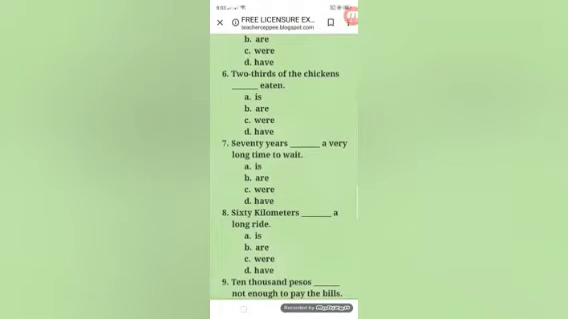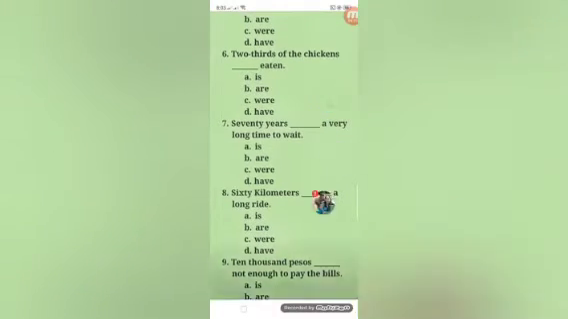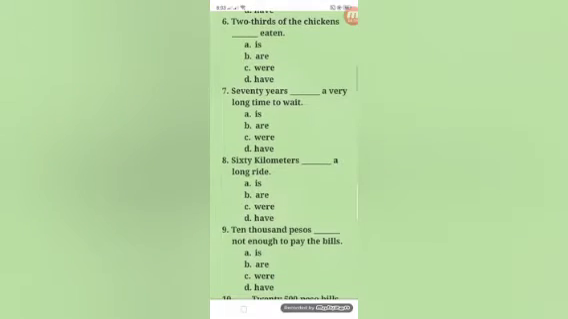Number 6 also, we cannot say have. It's because it is in an active sentence. Letter D is only true if the sentence and the question is in passive form. So the answers here are just B and C.